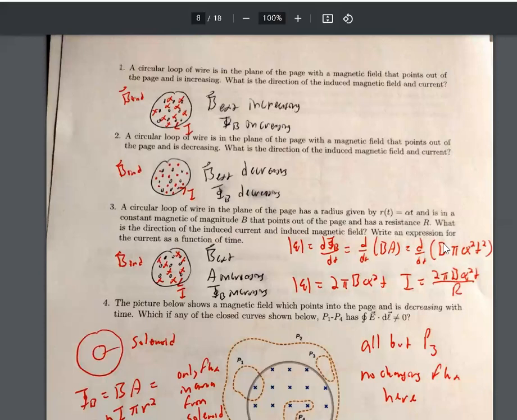The magnetic field is just some number B, and our area is pi r squared, but r is given by alpha t. So our flux then is B times pi alpha squared t squared. And our EMF is the time derivative of this. So we pick up a 2 and the t drops to the first power. This is our EMF. And if we want the current, we just divide that by the resistance of our wire. So this is our current as a function of time, and it goes clockwise around the loop.